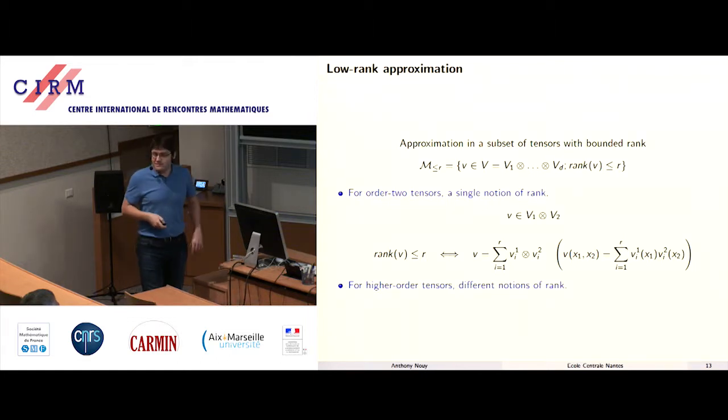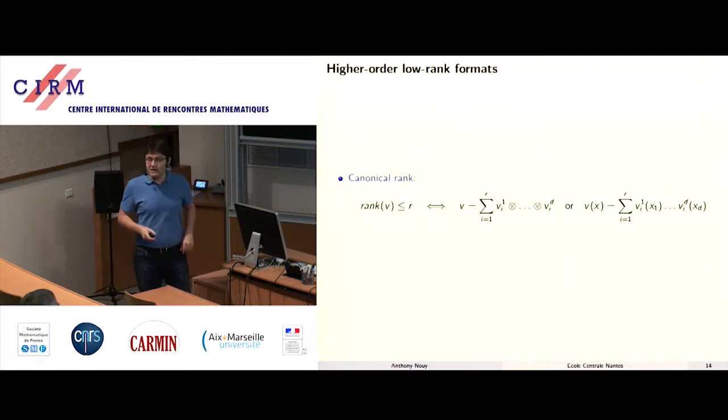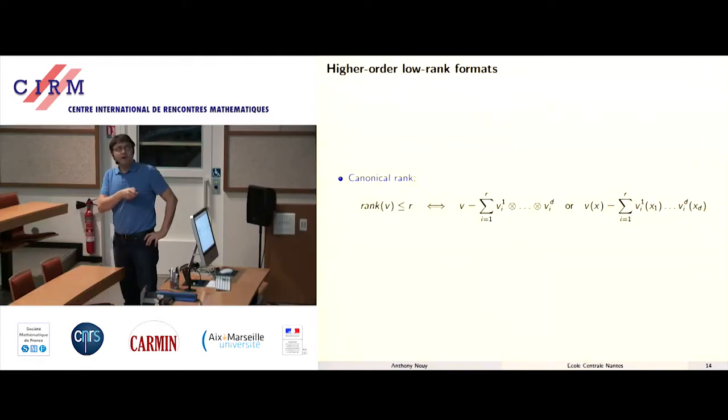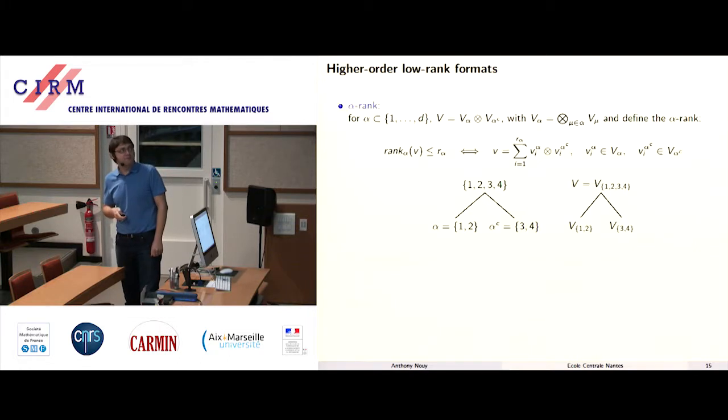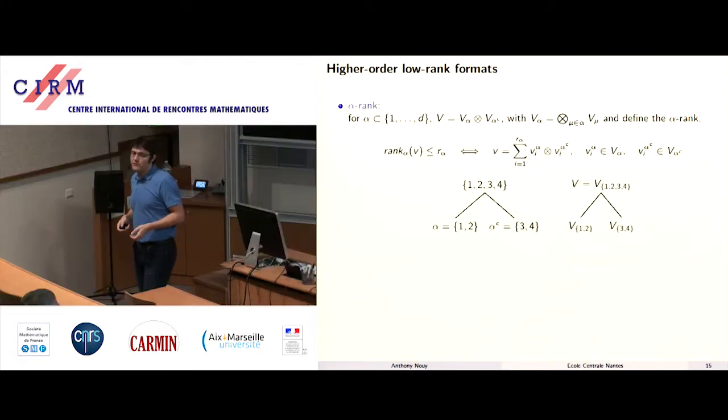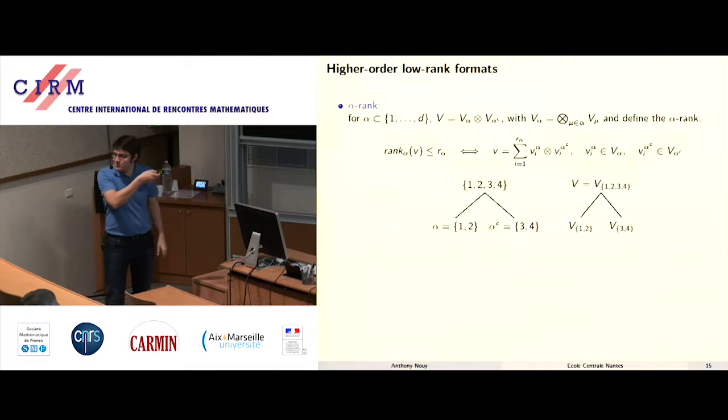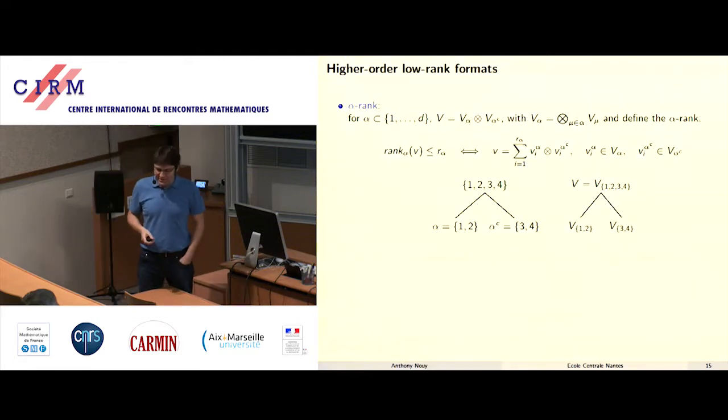For higher order tensors, there are different notions of rank, and so it's a little bit more complicated. The basic notion of rank, quite natural, is the canonical rank, where the rank of a function will be bounded by R if it can be written as a sum of R elementary tensor products of functions. Or in terms of multivariate functions, it will be a sum of R products of univariate functions like this. So it's the notion of canonical rank, but we have other definitions of rank, and I will come later to the good properties of this new notion of rank. New, not so new when you see the slide, but numerical methods based on this notion of rank are quite recent, in fact.